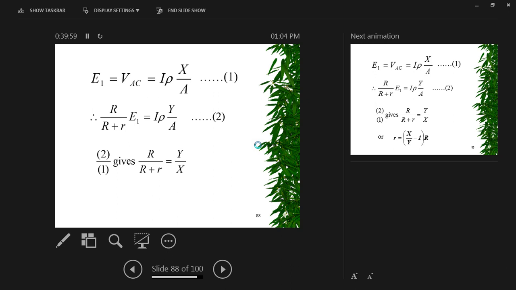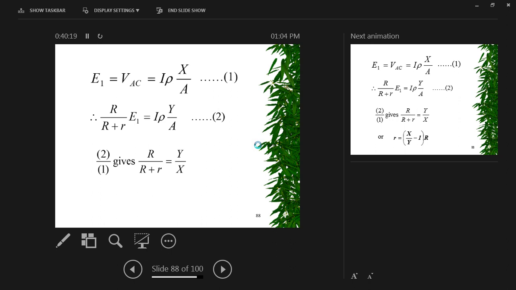So in the first case, don't forget, I was just connecting the battery to the main loop without any extra branch loop. So in that case, there was no EMF drop. The EMF is just E1 equals I rho X over A. In the second case, I have an external resistor, and the expression changes and it looks a little bit more complicated, but it's no longer E1.